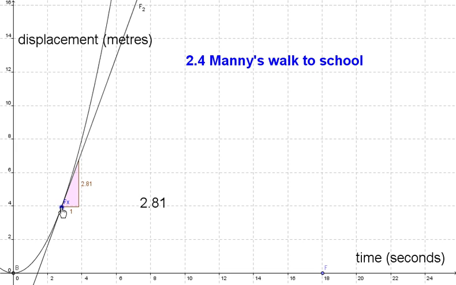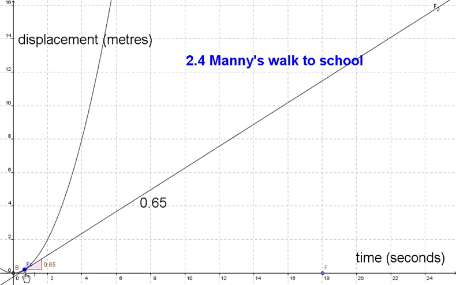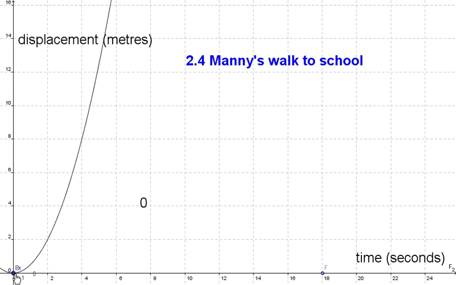Now, let's take a look at Manny's walk to school this time. So this time, if we go back to 0 at the origin, Manny starts walking to school at a speed of 0 meters per second. So he starts really slow. And you can see his distance from home is increasing. So he's getting further and further away from home.